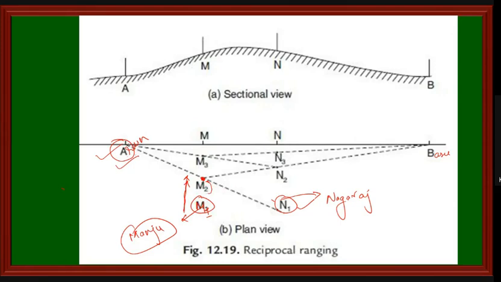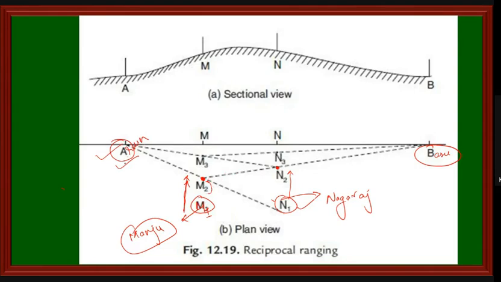Here we have done direct ranging. Now Manjunath can see Basavaraj, and he will tell Nagaraj to move in such a way that he is in between Manjunath and Basavaraj. So he will come to this point, and you can see they are in a straight line.